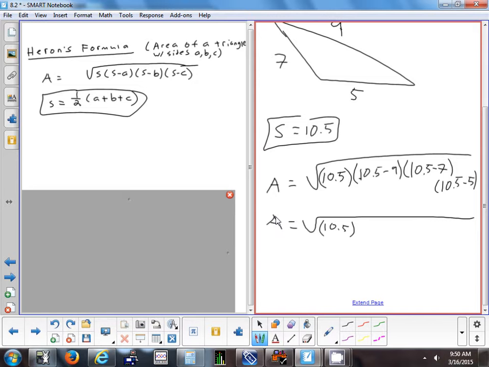I think we can do these in our head till we have to multiply them. What's 10.5 minus 9? 1.5. Yep, 1.5. 10.5 minus 7? Good, 3.5. And 10.5 take away 5? That's 5.5.